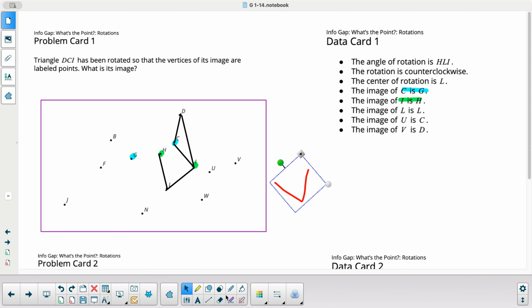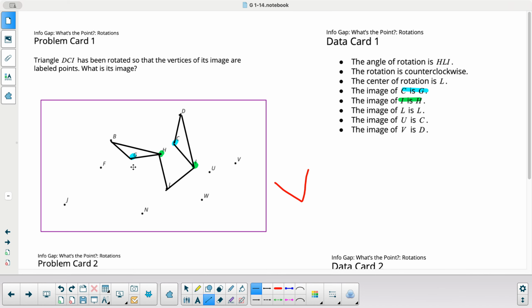So that makes me think here that this is my new triangle, HBG. Now, I need to make sure I write it in the same order. So D corresponds to B. Let me use a different color here. So there's my D and there's my B. So I got to write them in order. So D corresponds to B, C corresponds to G, and I corresponds to H. So I would say triangle BGH. Okay?